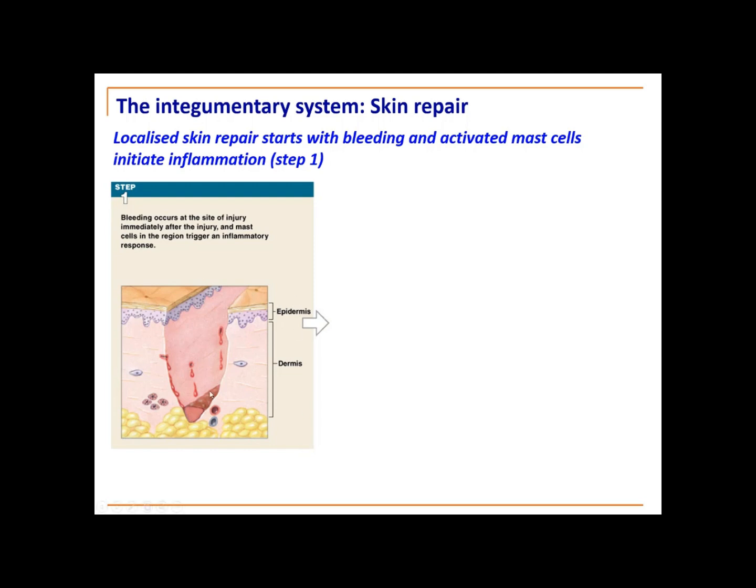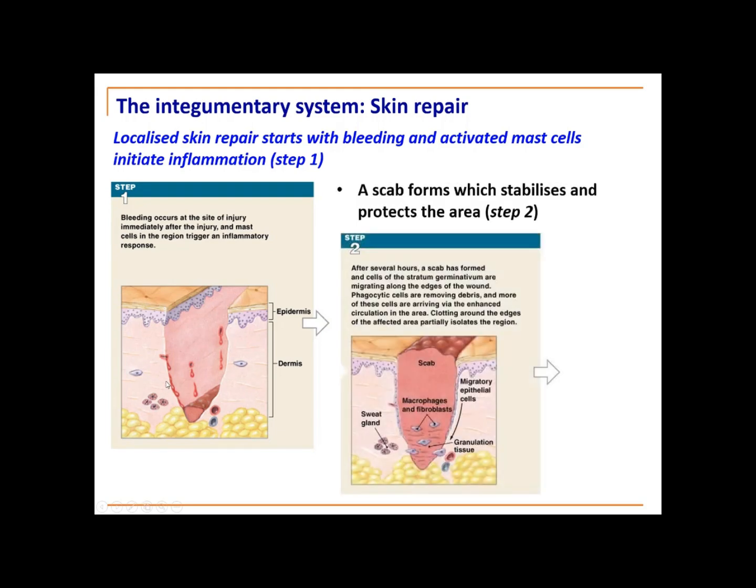So here you can see the damage to it. So you've got damage to the epidermal and the dermal layers there. You then form a scab. So you can see the macrophages and the fibroblasts that are there and the migratory epithelial cells. And this is the granulation tissue that I've just talked about. And so a scab forms and that starts to stabilize and protect the area.